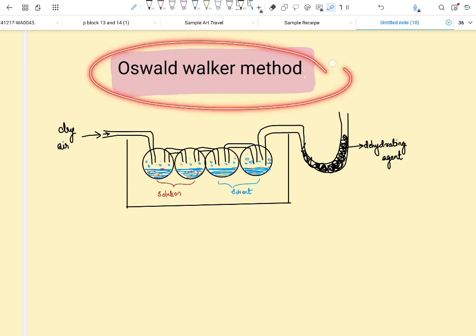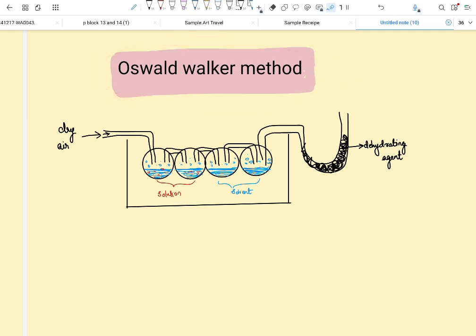The Ostwald-Walker method is actually used for the relative lowering in vapor pressure. We know relative lowering in vapor pressure is (P0 minus Ps) divided by P0. This is the relative lowering in vapor pressure, which is equal to the mole fraction of solute. Okay, this we know. So to find the relative lowering itself, we have an experiment, that is the Ostwald-Walker method. From that method we will get this value.